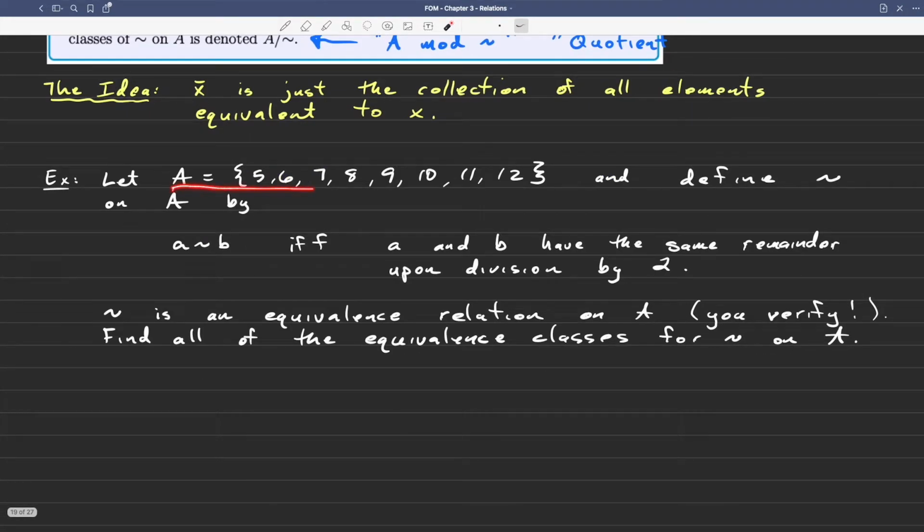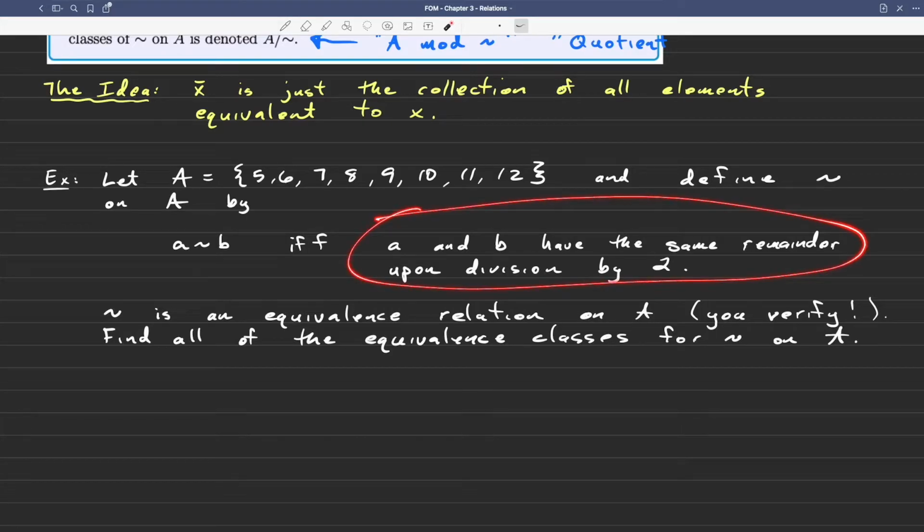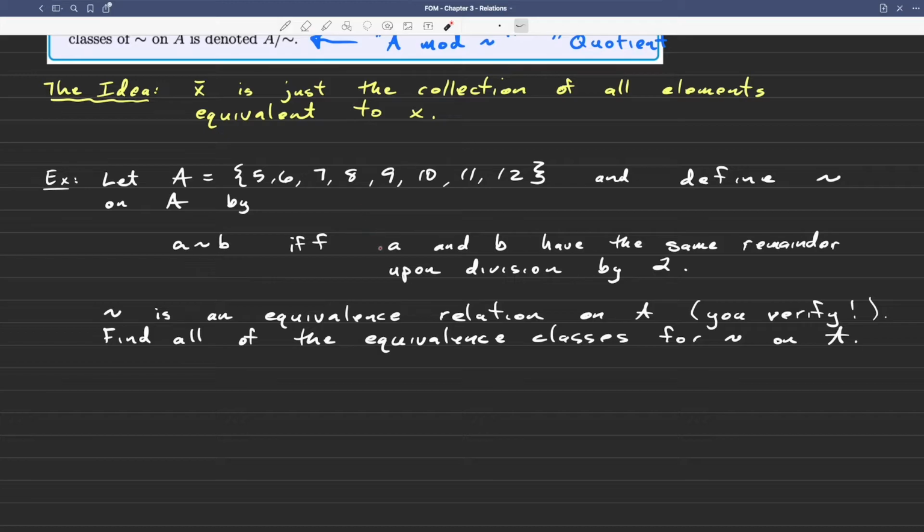Here I've got A is the set of integers 5 through 12, and we're defining an equivalence relation on that set A by saying A is equivalent to B if A and B have the same remainder when you divide by 2. Now, two elements will have the same remainder when you divide by 2 if they're either both even or they're both odd, right? There's only two possible remainders when you divide by 2. A remainder of 0, that's when something is even, or a remainder of 1, that's when something is odd. So really, this is just another way of saying two things are equivalent if they have the same parity. They're both even or they're both odd.